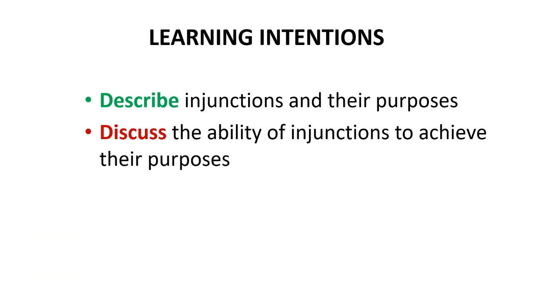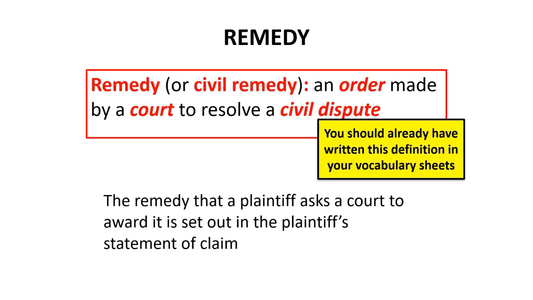There are 2 learning intentions for this video. Make sure that you write these down in your Cornell notes. The first learning intention is that you need to be able to describe injunctions and their purposes. The second learning intention is that you need to be able to discuss the ability of injunctions to achieve their purposes. The information contained in this video will help you to achieve these learning intentions, and we'll be doing some activities in class which will also help you to achieve these learning intentions.